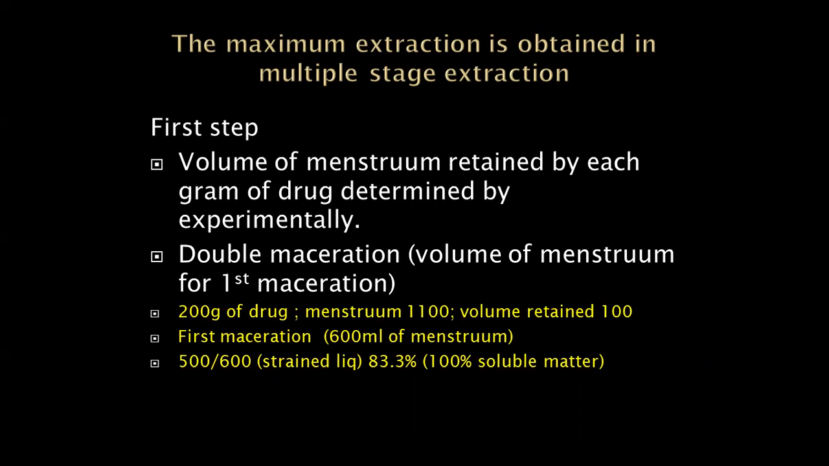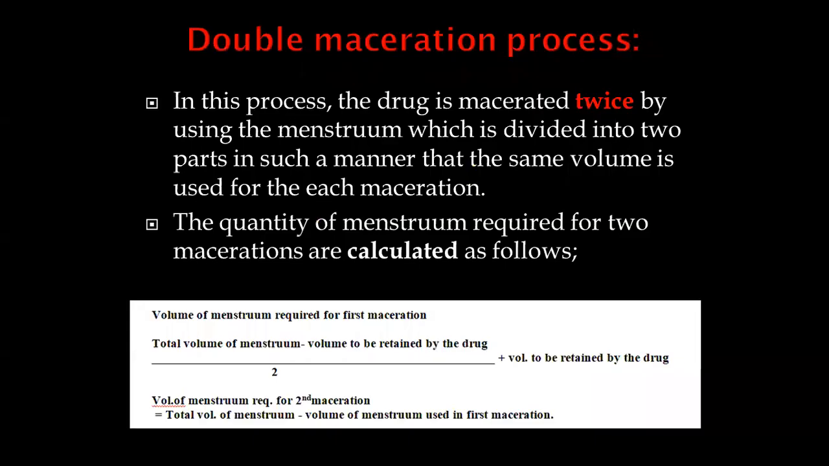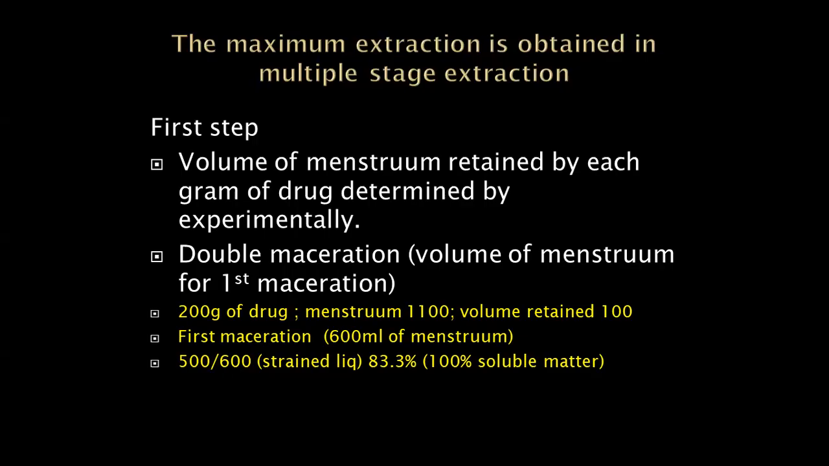I have 200 grams of drug, the menstruum volume is 1100 ml, and the volume retained by the drug is 100 ml. For the first maceration, as per the formula, 1100 minus 100 divided by 2 gives 500, plus the volume retained by the drug, 100. So for my first maceration, I have to take 600 ml of menstruum. After a 24-hour period, I would go for filtration. Since the raw material will retain 100 ml of the menstruum, I'll get only 500 ml. So the total volume of menstruum I have taken is 600 ml, and I'll get 500 ml of extract.